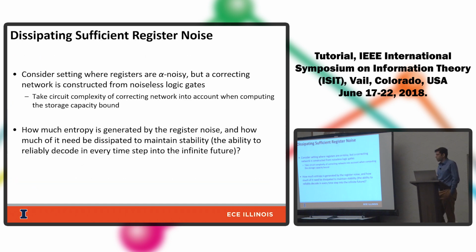Okay, but this seems like we're not doing anything useful, right? We didn't count how many logic gates there were. So one can take the circuit complexity of the correcting network into account when we do this. And now we need to think about how much entropy is generated by the register noise and how much of it needs to be dissipated to maintain stability. Right, so we think of the code words kind of being perturbed, and then we dissipate it, perturbed and dissipated. And the question is, how do we balance those things such that we can achieve the notion of stability?